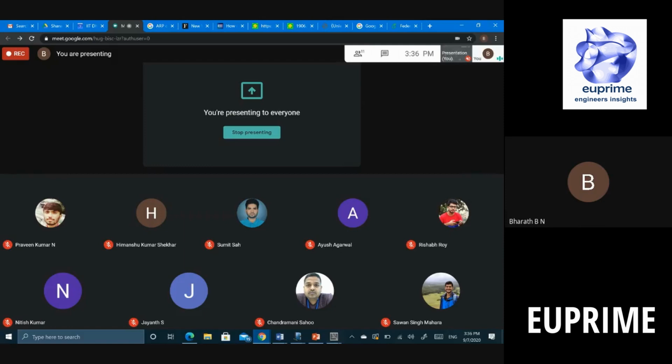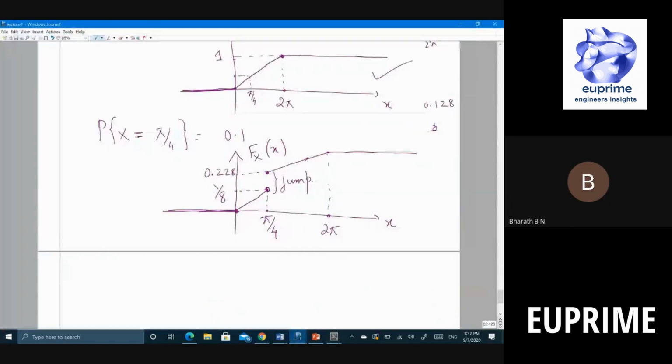Discrete is what? It's an impulse at pi by 4, right? The other one is uniform, so you can write it as some sort of a mixture. The density can be written as a mixture, which is not really a density function as such, but there are some nice ways of writing such densities. Let's not get into that.